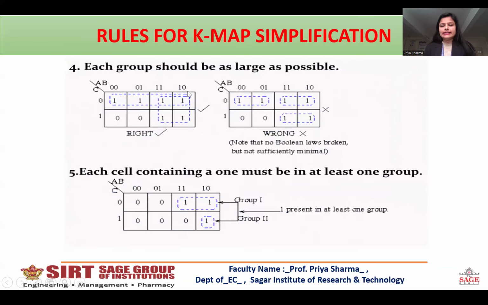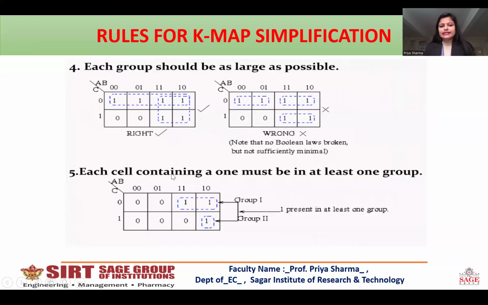Next rule states that each group should be as large as possible. Like here we have taken one example in which we have taken the 4 ones in a group. So we have made a quad over here and a quad over here. We cannot make the pair of 3. Why? Because we have to make the group as large as possible. So these ones can be included in one quad and these ones can be included in another quad. So this is not right, this is right.